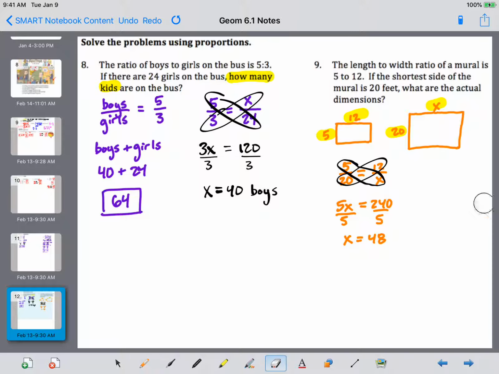So the actual dimensions of this mural would be 20 feet by 48 feet. Which seems reasonable. I mean, usually a mural is on the side of a building, so I would agree that that would be pretty accurate there.